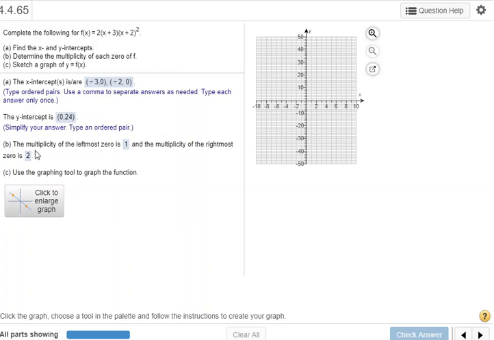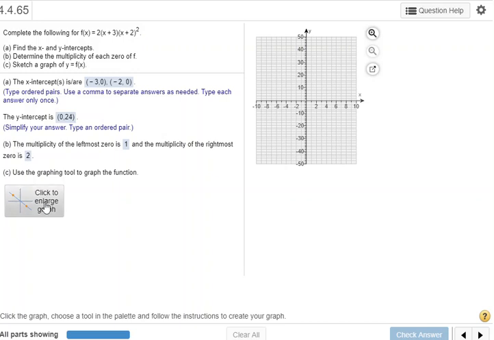This part asks about the multiplicity, and that, remember, is how many times a root is repeated. So the leftmost 0, that means the most negative, that would be that one. And up here, the exponent is just a 1. So that multiplicity is 1. And the rightmost one, the most positive one that we have, is here, and the exponent is 2. So its multiplicity is 2.